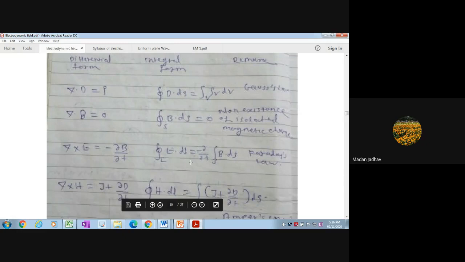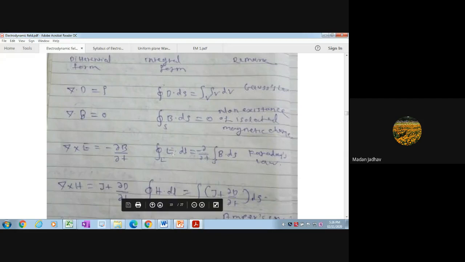Now this is obtained because of Faraday's law, and therefore the left side is the EMF induced in the circuit. This principle is used in the transformer, and therefore this EMF is also called the transformer EMF.